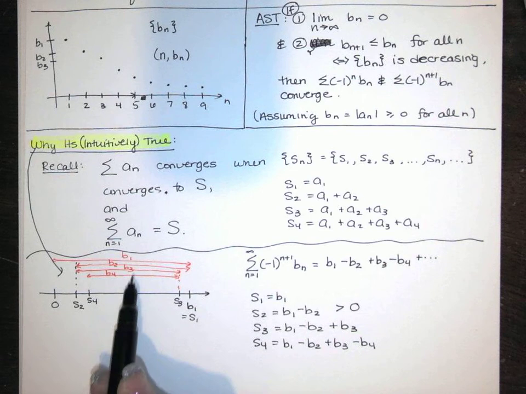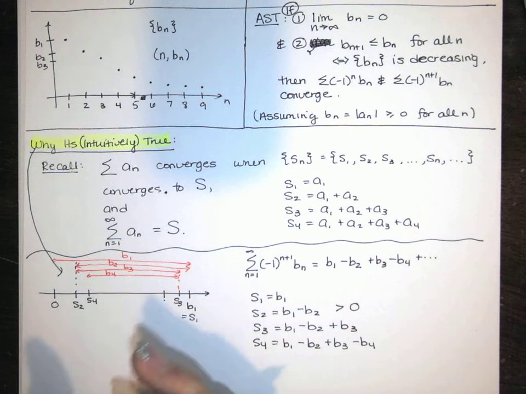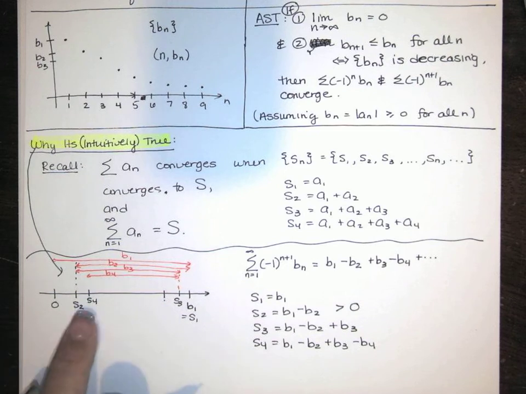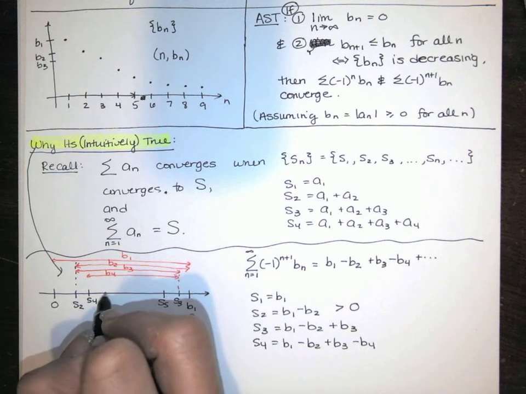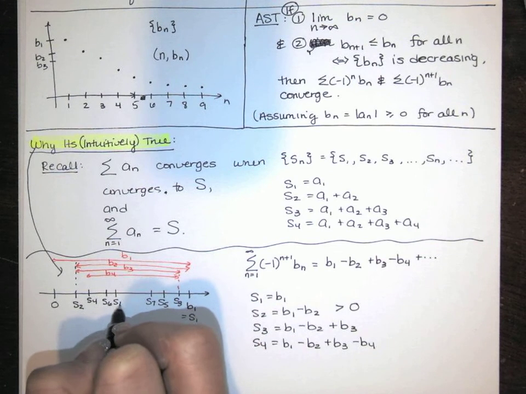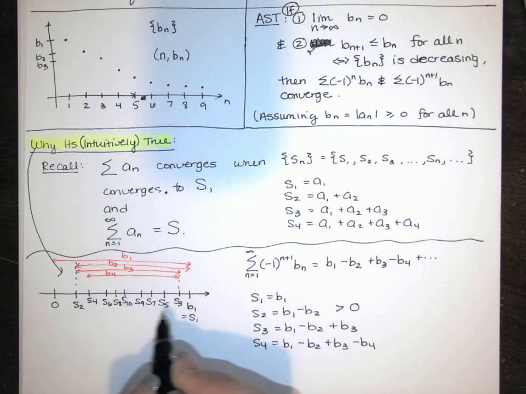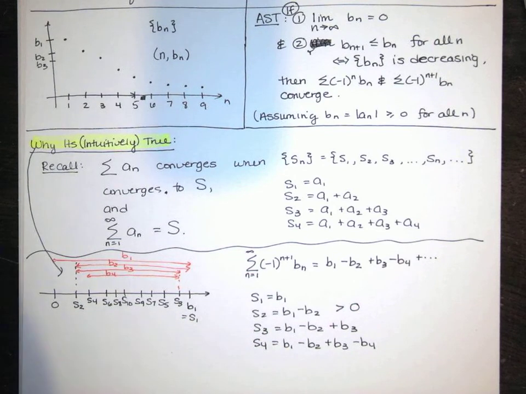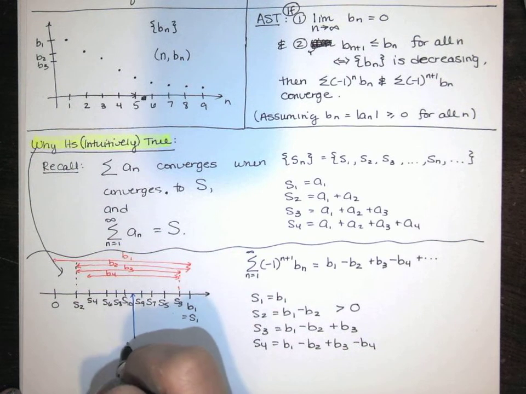But because these b sub n are smaller, this number that I'm adding or subtracting every time is getting smaller. So these partial sums are getting closer together. So I have s sub 4 plus something small is s sub 5, minus something small is s sub 6, plus something small is s sub 7, then s sub 8, then s sub 9, and s sub 10. I hope you see what's happening. These points are getting closer and closer together to some number. And I'm going to call that S. That's the sum of the series.